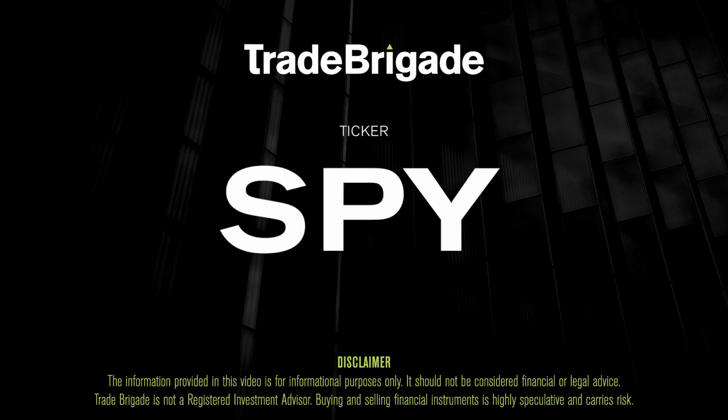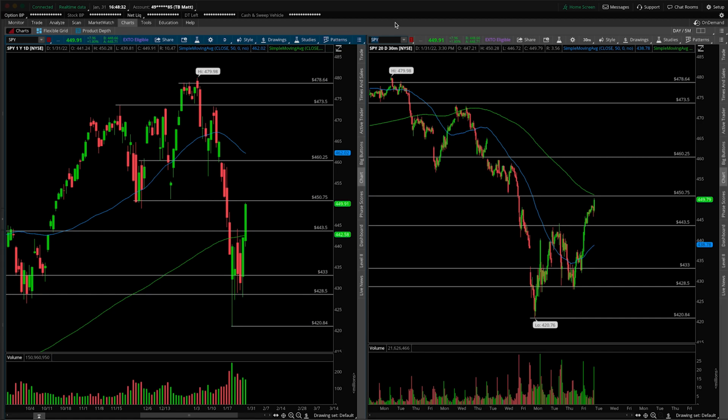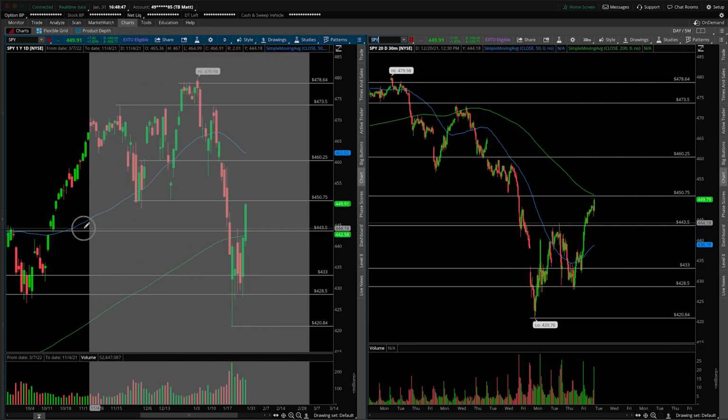What's up, traders? Matt from the Trade Brigade here doing a technical analysis on ticker symbol SPY, the ETF of the S&P 500. On the left-hand side, we have the daily time frame, and on the right-hand side, the 30-minute intraday time frame. First things first, this will of course be an update. We talk about this marketplace regularly here on this channel as well as the main channel in much more detail. A couple of things that I need to point out here.